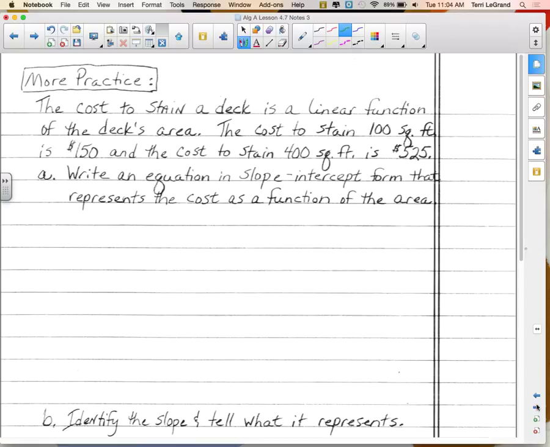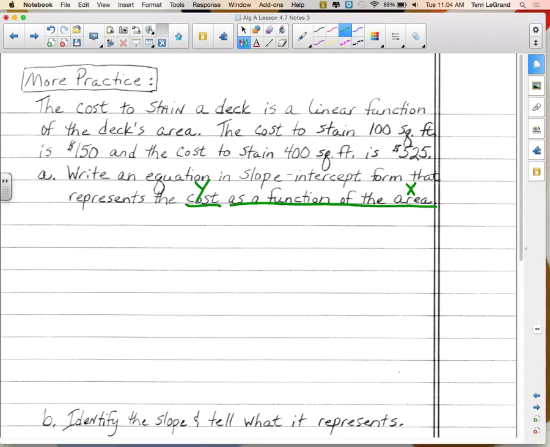The cost as a function of the area. Which one's controlling the situation? The area. That's our x. The cost is going to be the result of how big our deck is, how much area there is, right? Okay. Anybody have a suggestion where we could start? Start finding your slope. Okay, everybody's finding our slope.